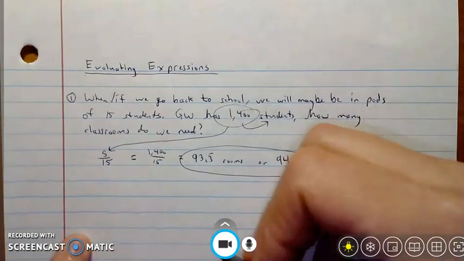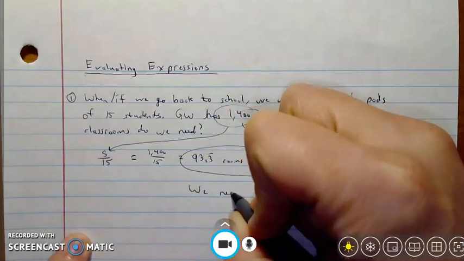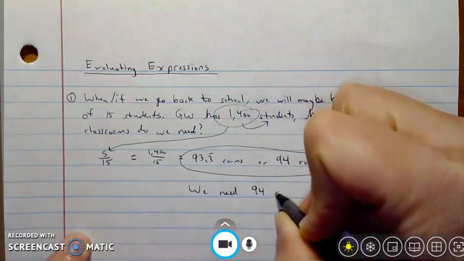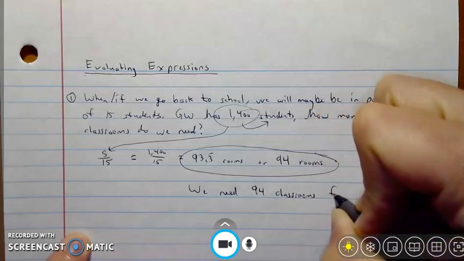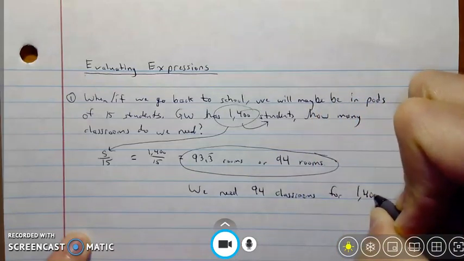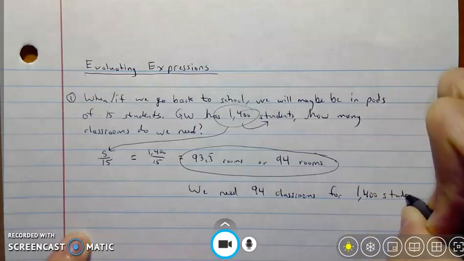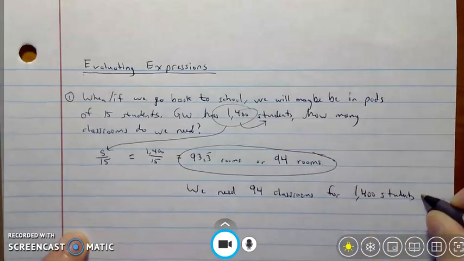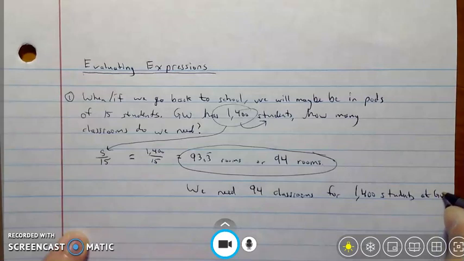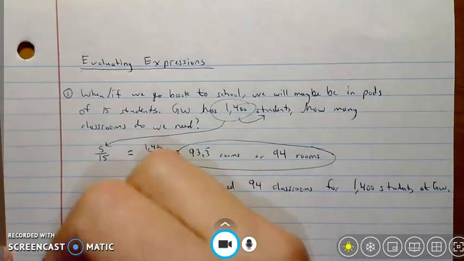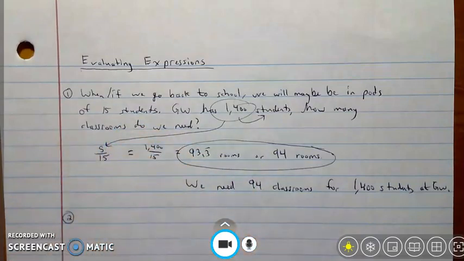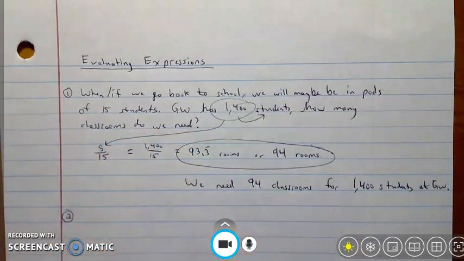You could go a little bit deeper and say we need 94 classrooms for 1,400 students at GW. You've got to have some context. You will definitely not get full credit if you don't, so make sure you know what the heck these numbers mean as we're solving them.